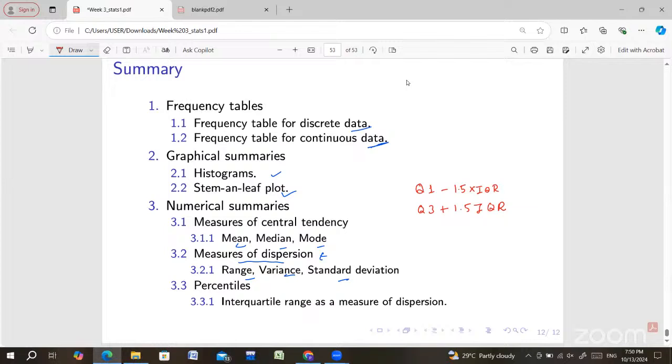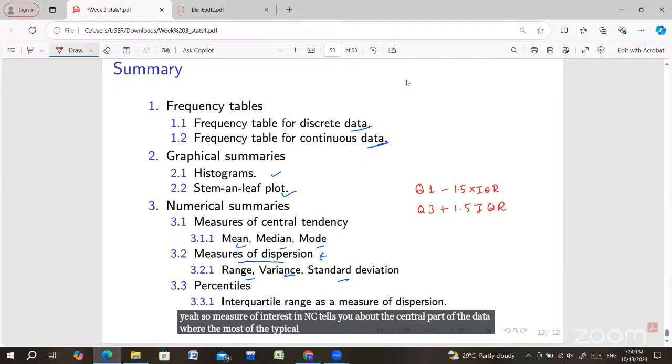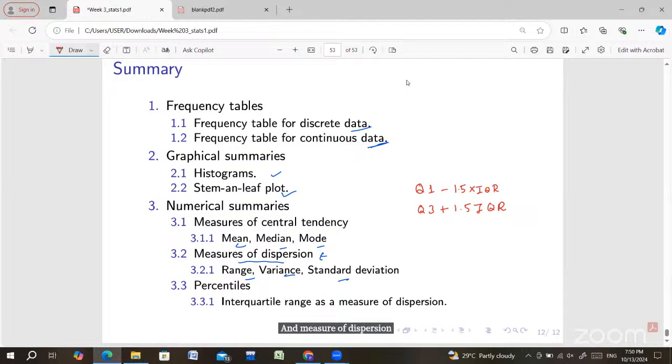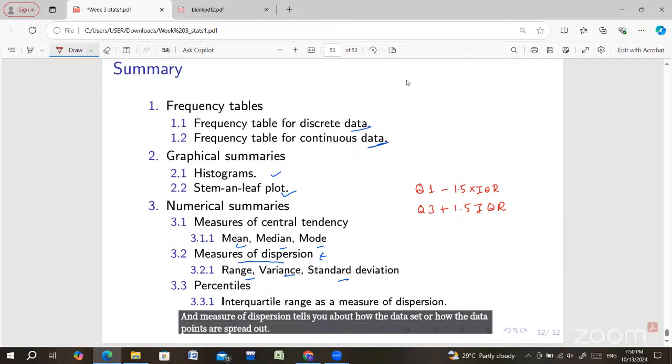So a measure of central tendency tells you about the central part of the data, where most of the typical values of the data set lie. And a measure of dispersion tells you how the data points are spread out in the entire data set.